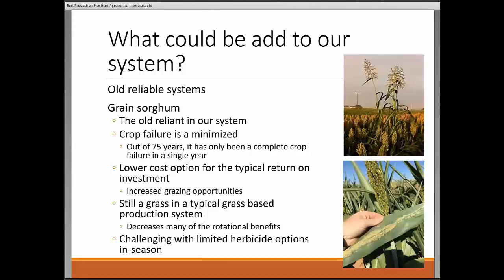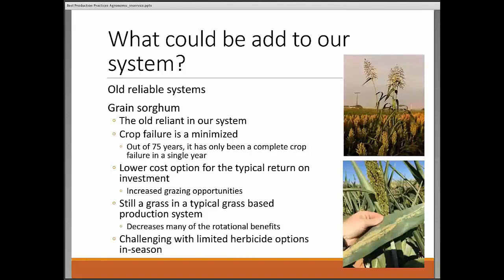So if you have something like soybeans that are not as affected by chinch bugs, that's an issue you don't have to overcome. But if you go into sorghum, because it's a grass going into a grass, that's something you will have to overcome. And once again, if you've worked with any growers growing sorghum, one of the biggest complaints is there's limited herbicide options, specifically for grassy weeds.